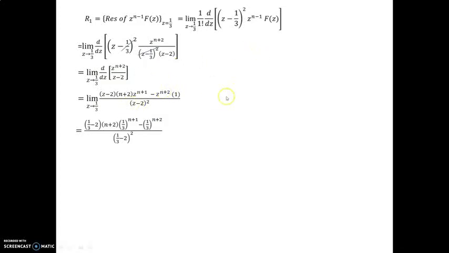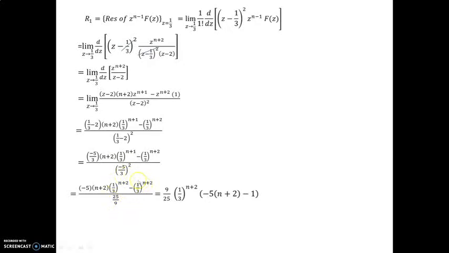We cannot simplify directly. Substituting the limit value z equal to 1 by 3, we get (1 by 3 minus 2)(n plus 2). Z can be written as (1 by 3) the whole power n plus 1 minus (1 by 3) the whole power n plus 2, divided by (1 by 3 minus 2) the whole squared. So simplify: we get 1 by 3 minus 2 is minus 5 by 3, and also (1 by 3 minus 2) the whole squared is (minus 5 by 3) the whole squared, which is 25 by 9.